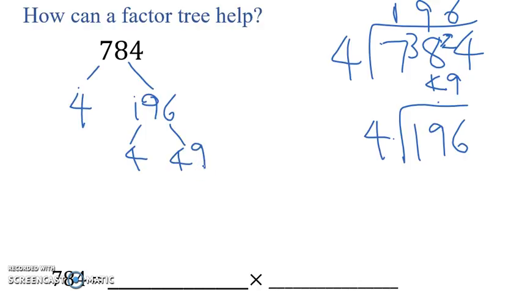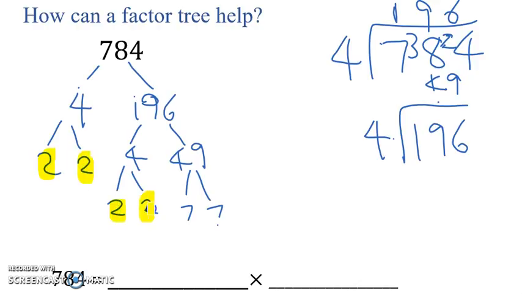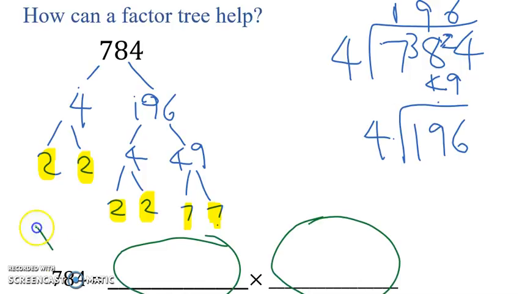Now, none of those numbers at the bottom of the factor tree are prime factors, so I have to keep going. So I'm going to break 4 into 2 times 2, and this 4 into 2 times 2, and this 49 into 7 times 7. So now I have prime factor, prime factor, prime factor, prime factor, prime factor, prime factor, and I'm trying to find the square root of 784, and that means I'm looking for some number multiplied by itself that will give me 784. So I need to split all these numbers evenly across these 2 circles.